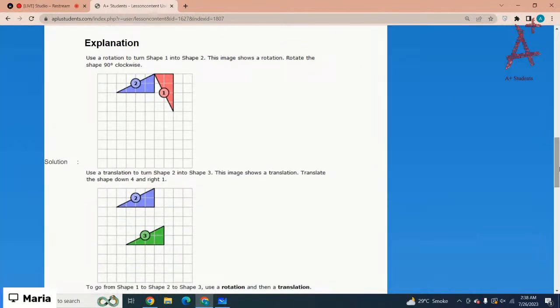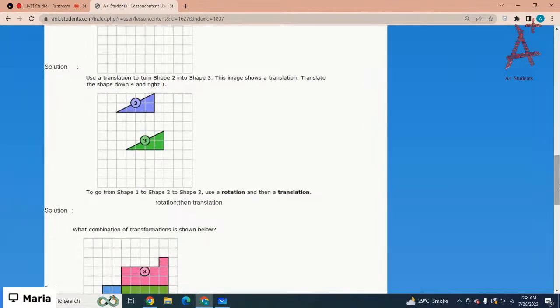Use a translation to turn shape 2 into shape 3. The image shows a translation. Translate the shape down 4 and right 1. You move down 4 squares and right 1. So first you used a rotation and then a translation, right?